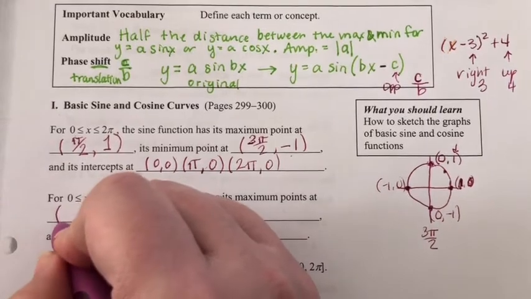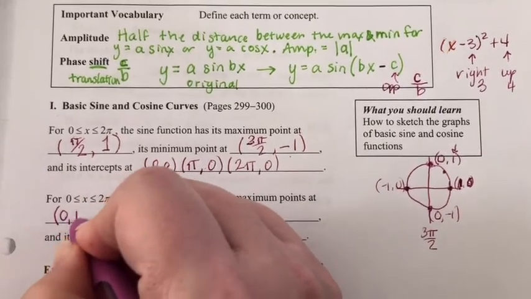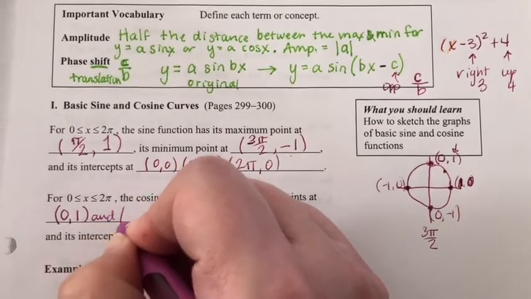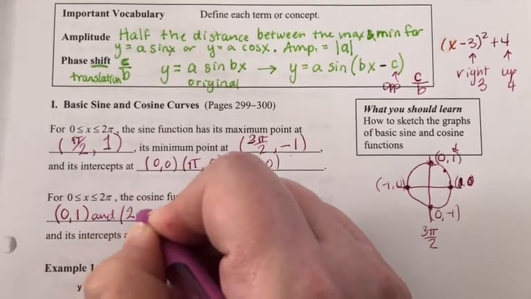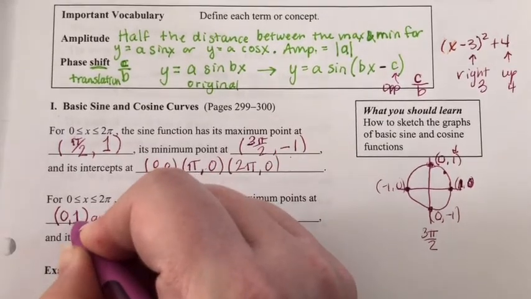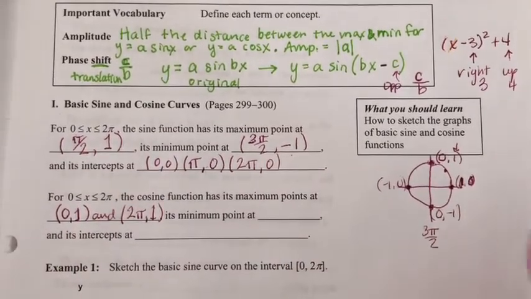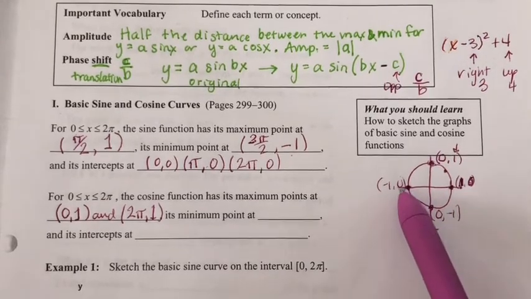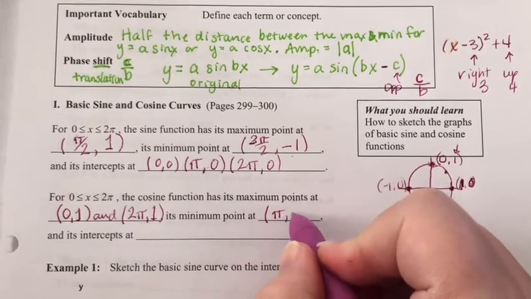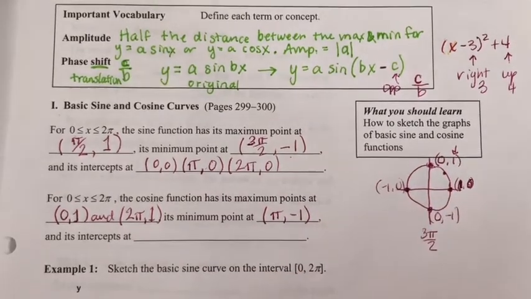So its maximum points are at 0, 1, and at 2 pi, 1. And then its minimum point is at negative 1, which is only over there. So it's at pi, negative 1. We're just looking at the x's.